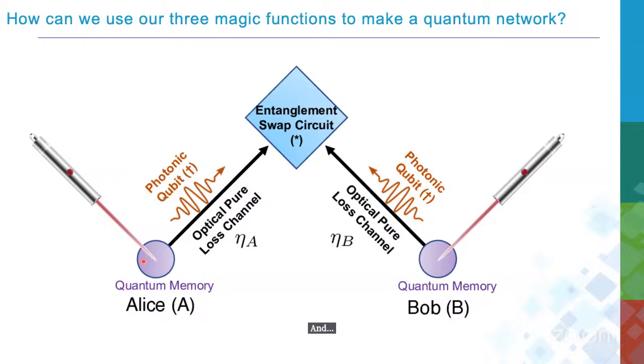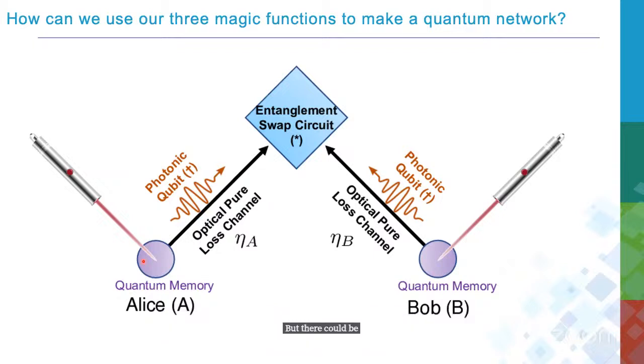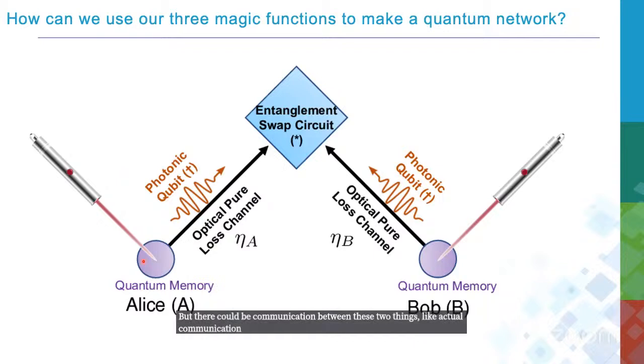The time that it would take for you to use a signal to communicate between those two was longer than the time it took to make the two measurements. So what that means is that there's no possible way that there could be communication between these two things, like actual communication that was influencing the result. You can't say that there's some hidden variable we don't know about that communicates information between them, and that's what you're really measuring. It's not actually that they're entangled.